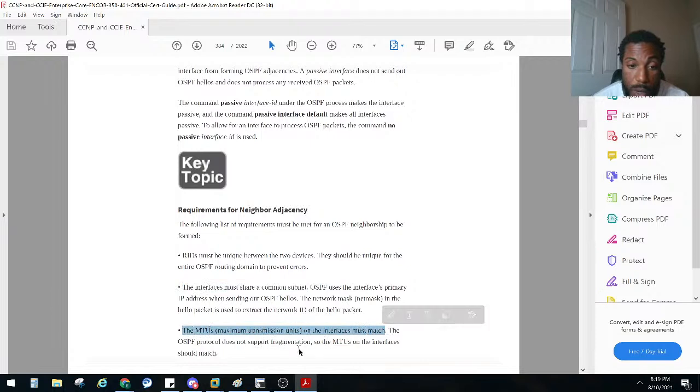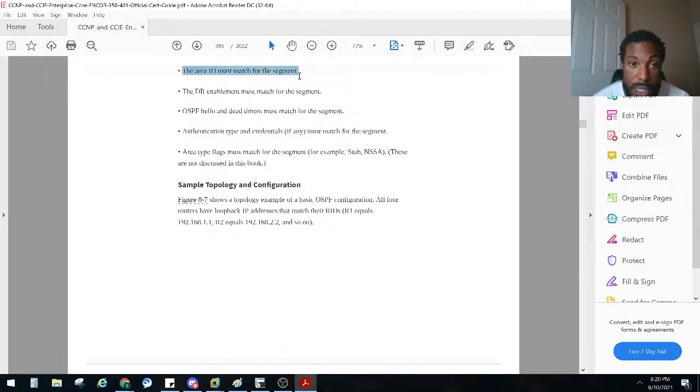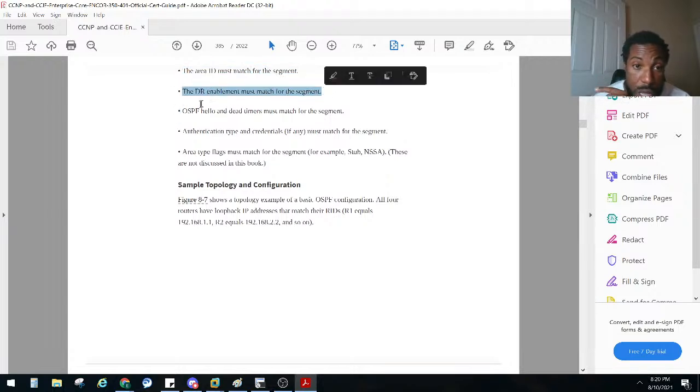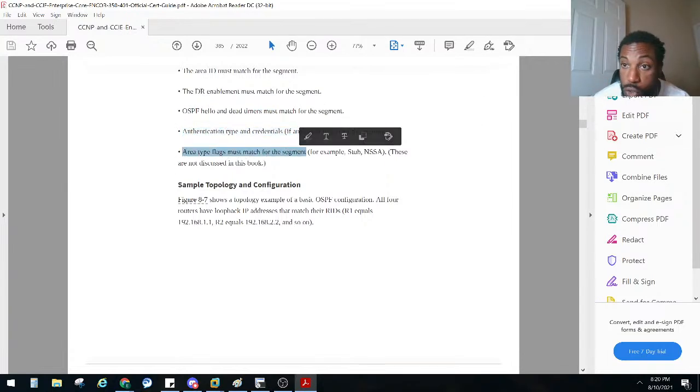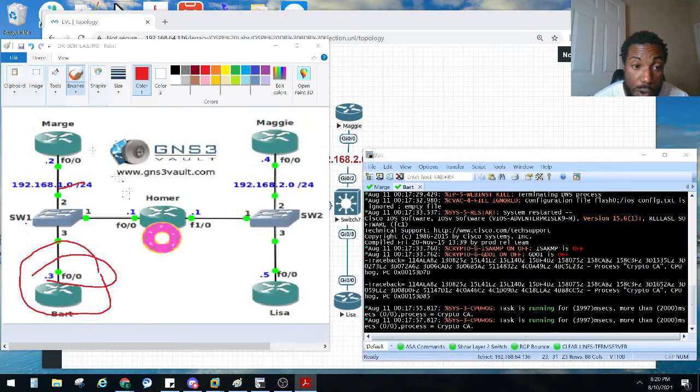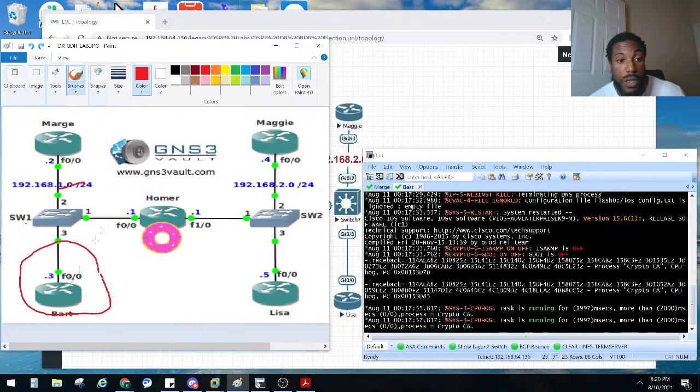What else should match? The area ID, what I just said. DR establishment, which is what we're going to work on right now. Designated router enablement must match. The dead timers and the hello timers must match. Authentication, like what Professor Black Ops just said. Credentials must match, and also area type flags must match for the segment. So those are the requirements that must match for an OSPF router to become a neighbor.